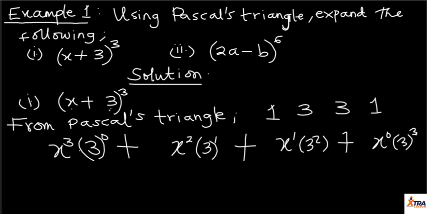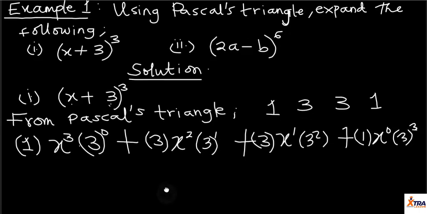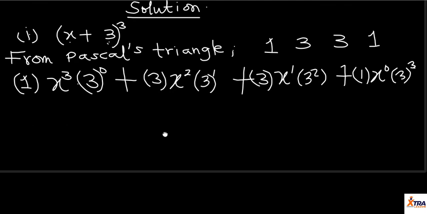After we are done with this, the next thing to do is to slot in our binomial coefficients in order. The very first one is 1, so we have 1 times this. The next one is 3, so 3 times this. The next one is 3 again, 3 times this, and then 1 again. Now that we have done all this, all we need to do is simplify and expand.